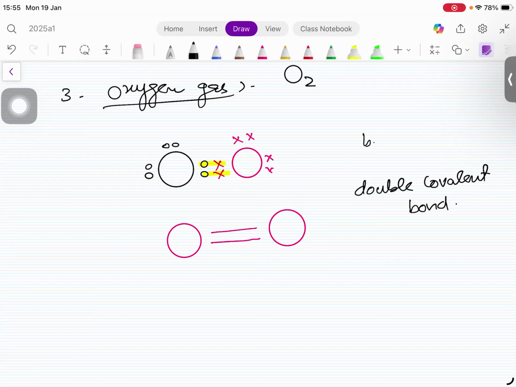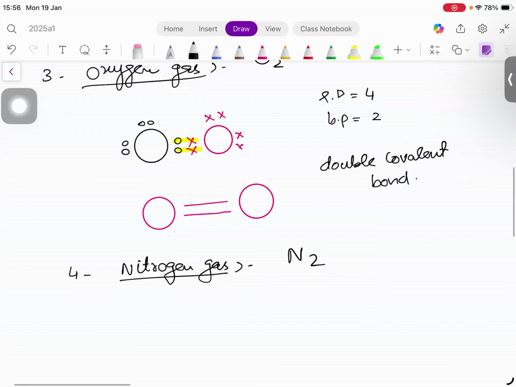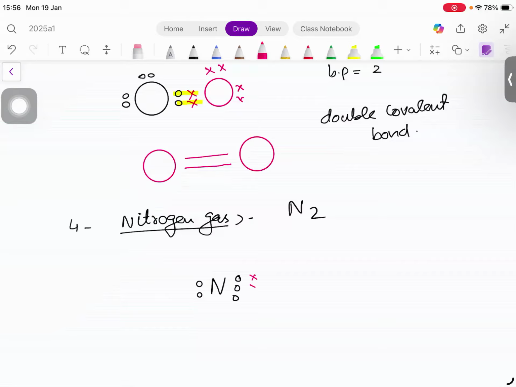If you look at the bond pairs, there are 2. If you look at the lone pairs, there are 4, 2 with each oxygen. Similarly, nitrogen gas, N2. Nitrogen is in group 5: 1, 2, 3, 4, 5. How many electrons does it still need? 3. So it's going to share 3 electrons like this.